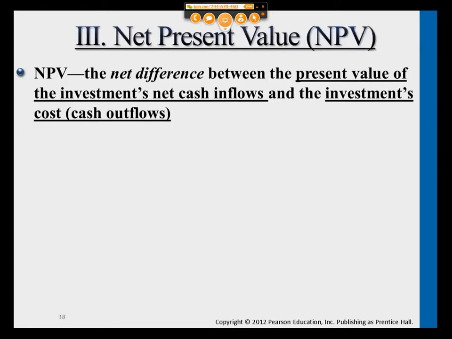So the definition: the net present value is the net difference between the present value of the investment's cash inflows and the investment's cost or cash outflow. For us to decide which investment is more attractive, we need to find the net present value of that cash inflow, between the present value of the investment's net cash inflow and the investment cost or outflow.